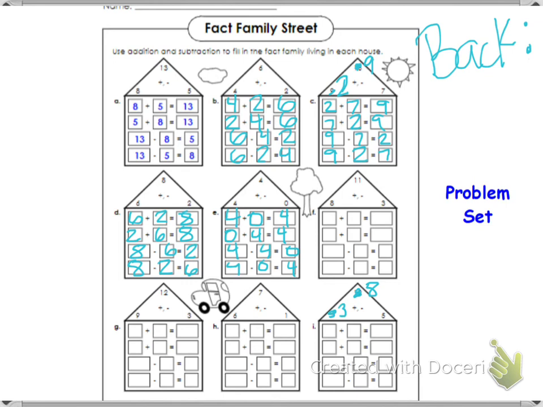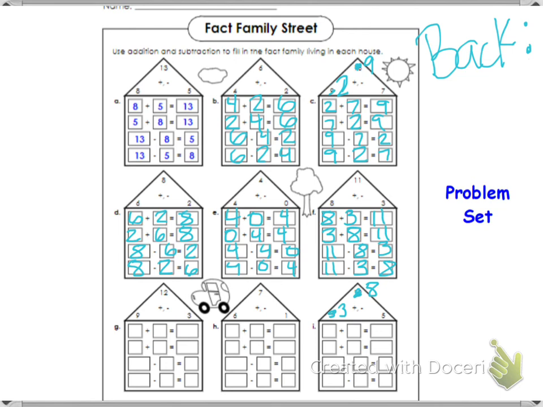Now this one, 11 is our whole, 8 and 3 are our parts. 8 plus 3 equals 11, 3 plus 8 equals 11. 11 minus 8 equals 3. 11 minus 3 equals 8.